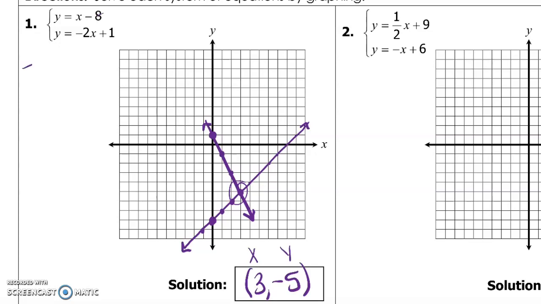So if I plug it into the top one, negative 5 equals 3 minus 8. That is true. If you type in 3 minus 8, you would get negative 5. The bottom one, negative 5 equals negative 2 times 3 plus 1. You can type that into your calculator, or just know negative 2 times 3 is negative 6, plus 1 is negative 5. So that's how you check to make sure you have the correct solution.